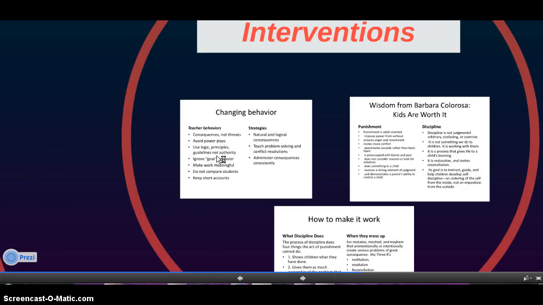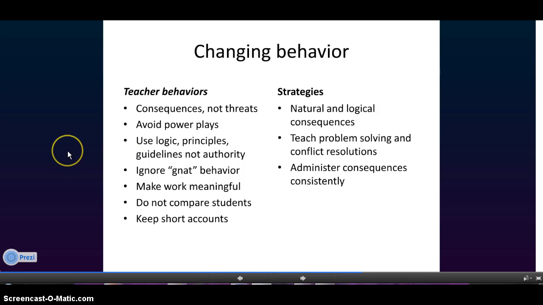So the next thing we're going to look at is interventions. What kind of interventions do we use? Well, teacher behaviors. I need to think about how I act with this child. I'm going to use consequences, not threats. I'm going to avoid power play. I'm going to use logic, not authority. I'm going to ignore just irritating behaviors. I'm going to make his work meaningful. I'm not going to compare one student to another, and I'm going to keep short accounts, which means I'm going to take care of my own mental health.